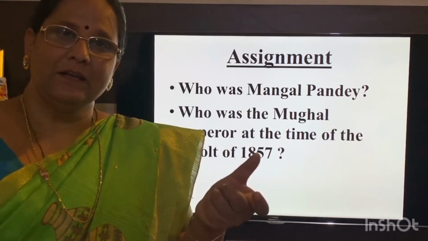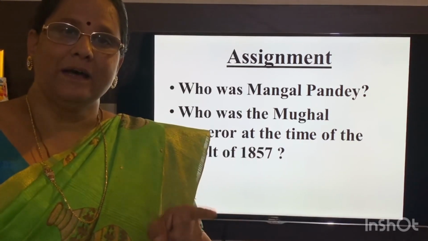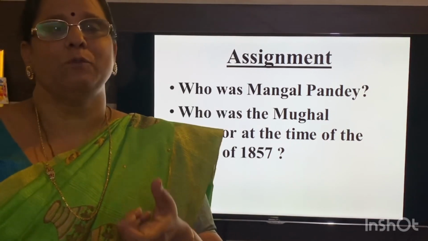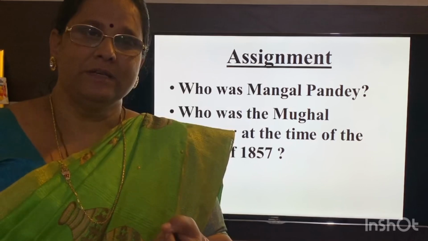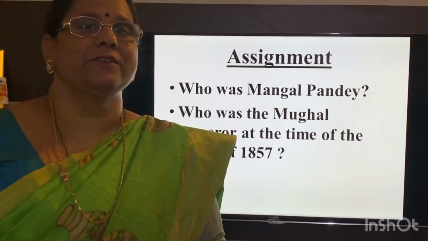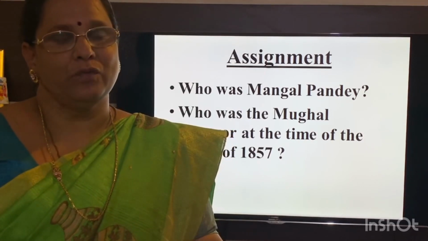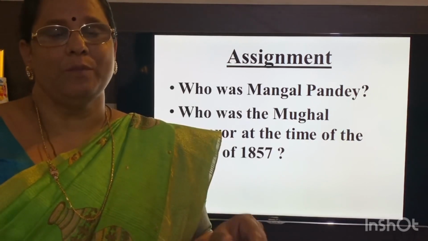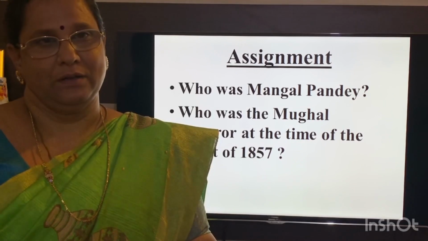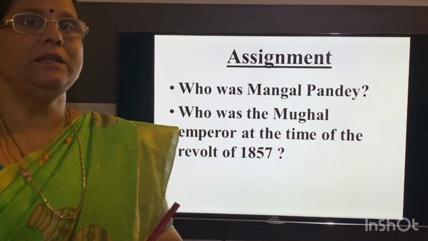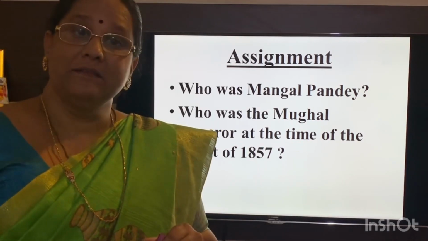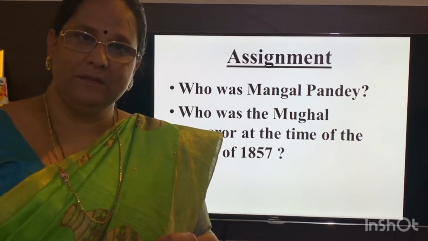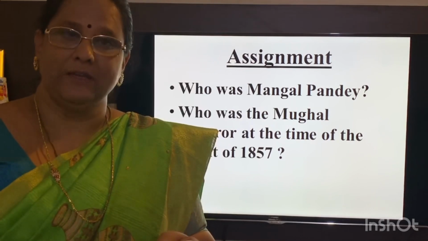Next, Lucknow, the ruler's name was Hazrat Mahal. She was defeated by the English. And the last one, Jhansi. Jhansi was ruled by Rani Lakshmibai, who was known for her bravery. So this is what you have learnt in the scope and nature of the mutiny. Children, we have completed two concepts in this chapter. One was the reasons for the first war of Indian independence, and the next one, scope and nature.